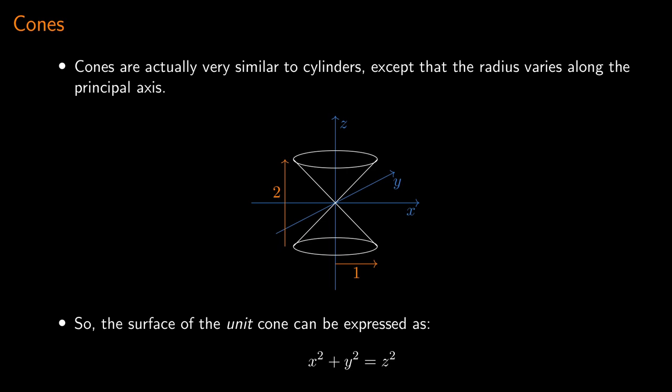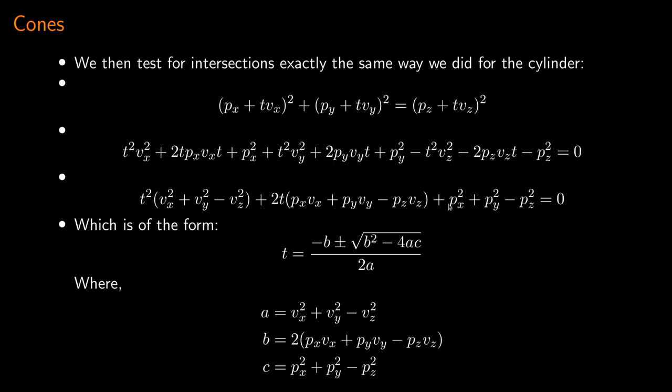Okay, now, really, cones are pretty easy to cover because a cone is actually very similar to a cylinder, except that the radius varies along the principal axis, in this case the z-axis. So we still have a radius of 1 and a height of 2 here for our unit cone, except now we can see that the radius varies along the z-axis. So the surface of the unit cone can therefore be expressed as x squared plus y squared equals z squared. That's simply the equation for the circle, except we've replaced r squared for the radius with z squared. So that just means that the radius is going to be equal to the value of z between minus 1 and 1. And then we can test for intersections exactly the same way we did for the cylinder.